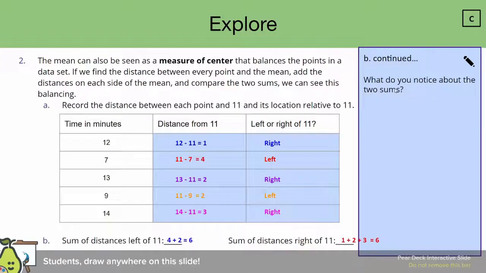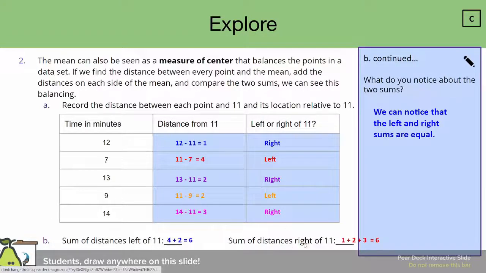So what do you notice about the two sums? Please pause the video and let me know. All right, welcome back. If you said you noticed that the left and right sums are equal, you are correct. And this is because the mean can also be seen as a measure of center that balances the points in a data set. In other words, the sum to the left and the sum to the right of our average or mean should be equal if we're looking for the distance from the mean to all of our data.